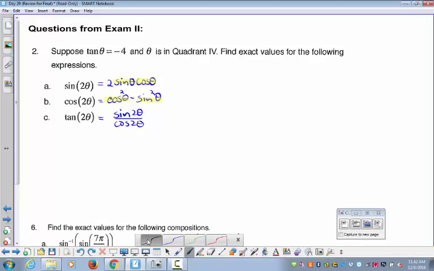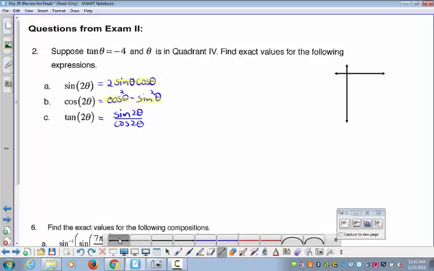So let's go look at a little sketch. We're told that theta is in quadrant 4. So I'm going to draw a terminal ray in quadrant 4. And it says the slope is negative 4. Tan theta equals negative 4 means that the rise over run is negative 4. So we've got that sketch.